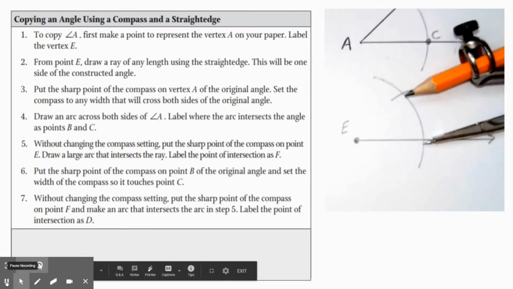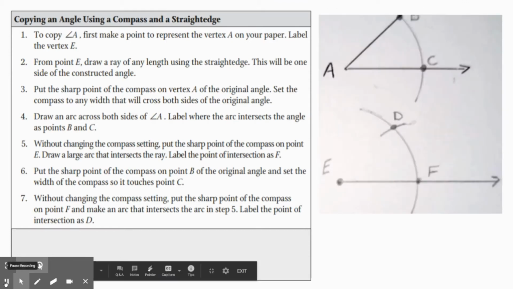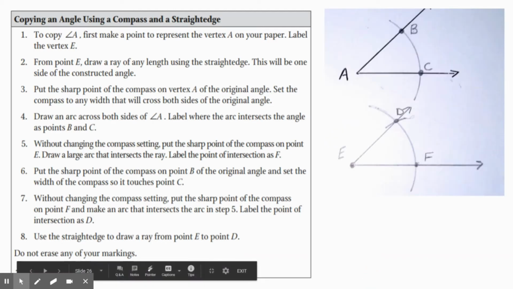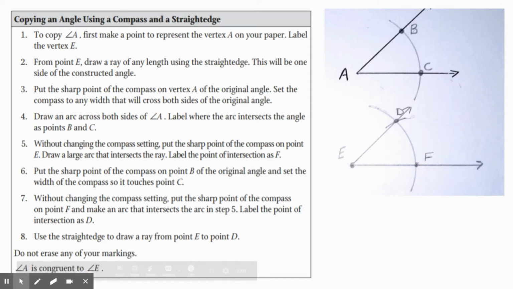Then you're going to make a mark, like a little arc, and now we know that that distance will be the same as the distance from B to C. Now I've labeled these points D and F, and the last step is to draw a ray from E going through D. And now you have angle BAC is congruent to angle DEF.